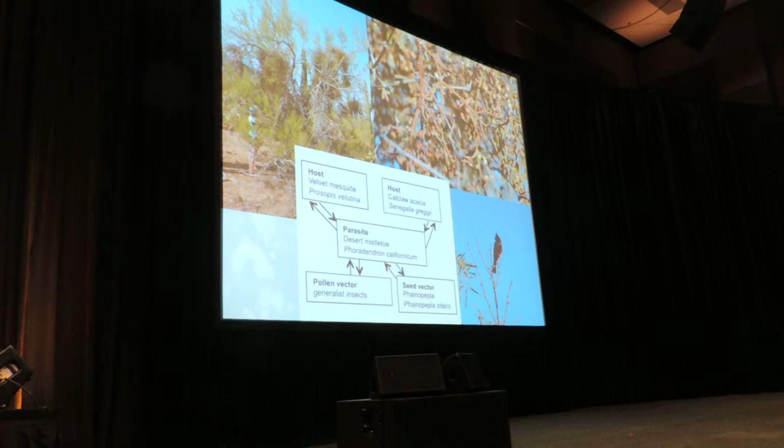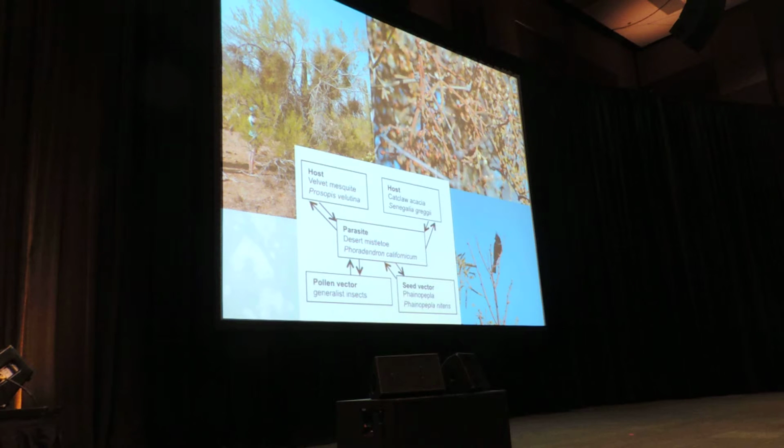In order to reproduce, desert mistletoe requires a vector of its pollen, and this can be any of a number of generalist insects. And then once pollinated, its seeds must be dispersed primarily by a relatively specialized seed dispersing bird, the phainopepla.